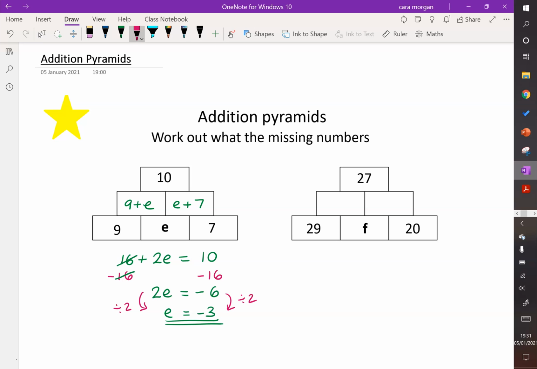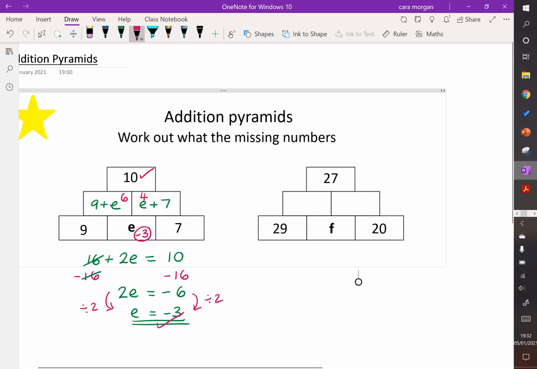Now, I'm pretty confident the answer's right, but no matter, I'm going to check because that's what the difference is between an excellent mathematician and just a good mathematician. So if E was negative 3, 9 add negative 3, remember, is the same as 9 subtract 3, which is 6. And negative 3 add 7 is 4. And if I add 6 and 4, I do get 10, and I can move on.